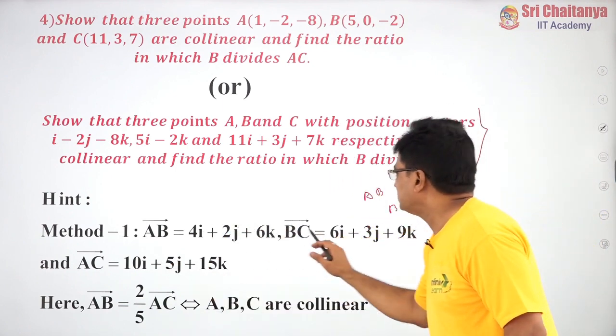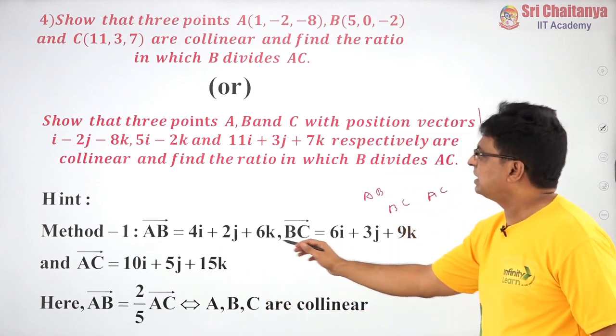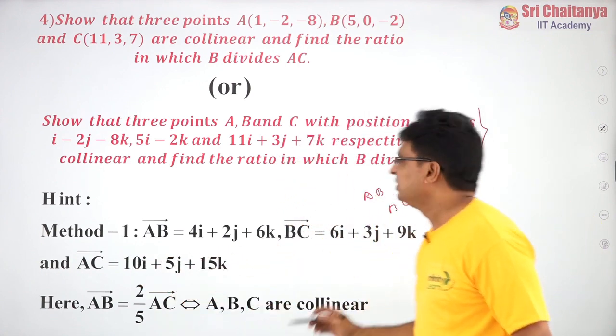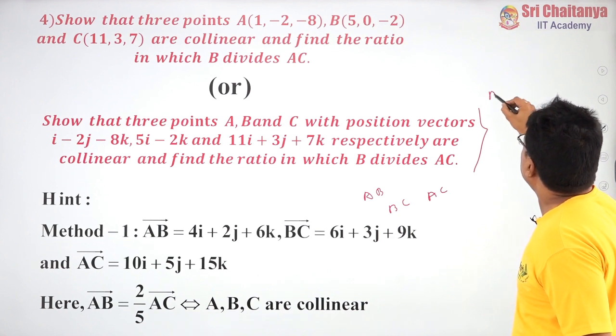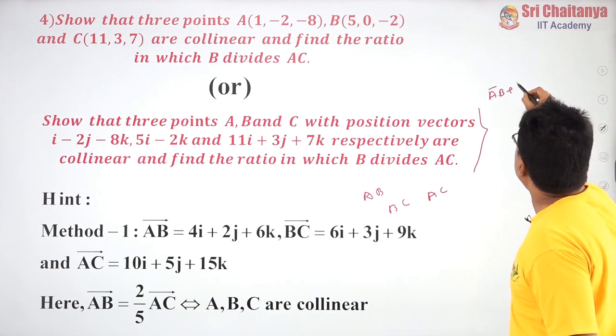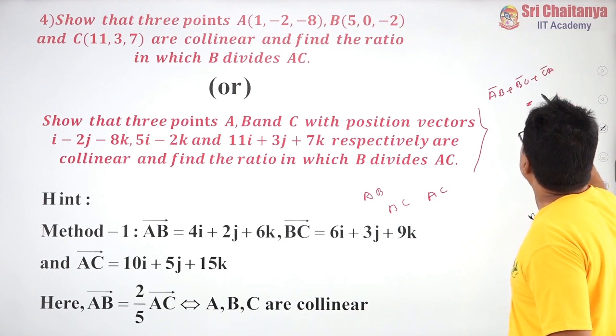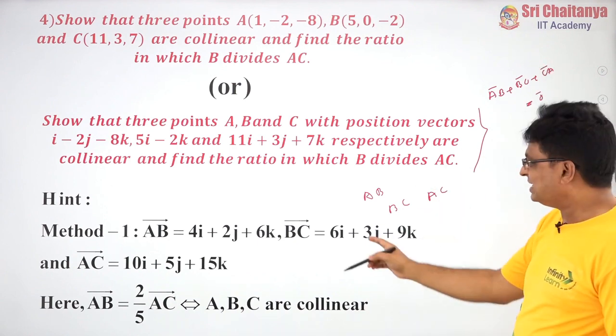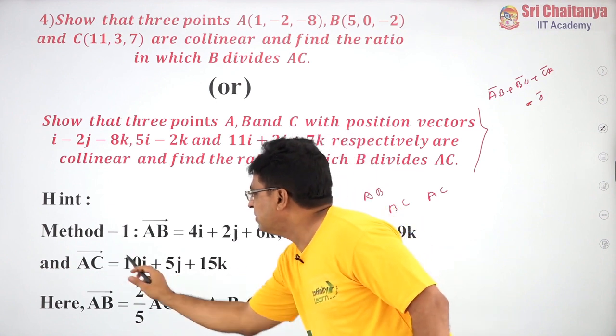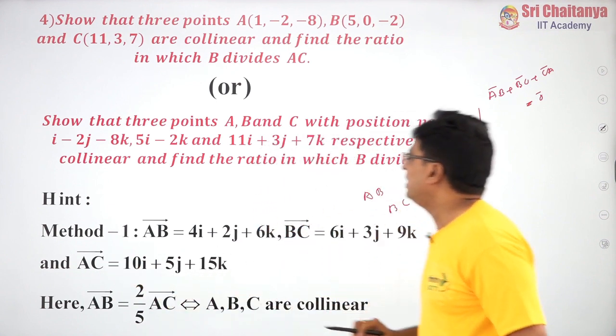So, AB bar plus BC bar plus CA bar, that means minus 10i. See my friends, AB bar plus BC bar plus CA bar equal to what? 0 bar, you will get it. That is the beauty. This is AC bar, so CA bar means minus 10i minus 5j minus 15k.